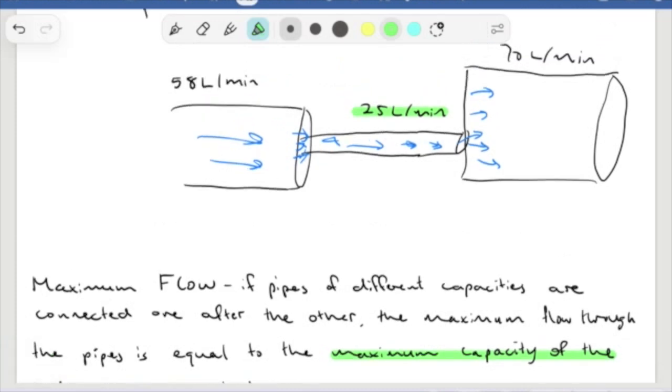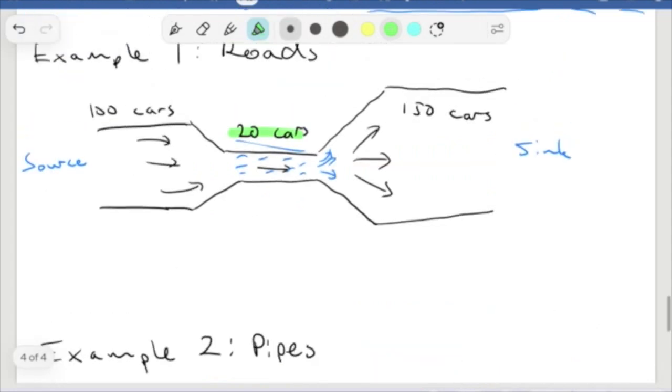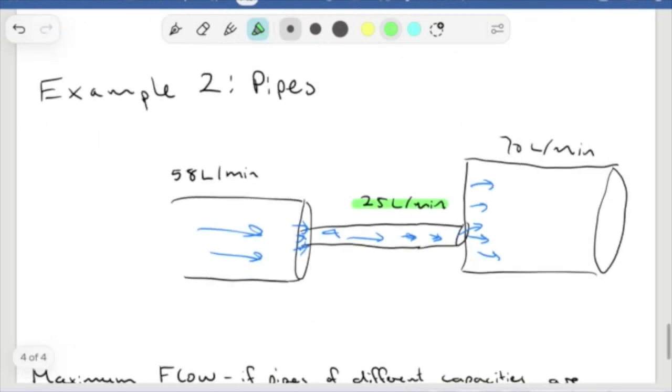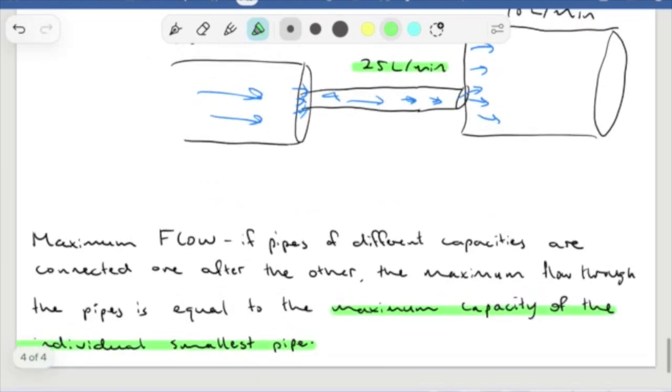Here it was 28 liters per minute. That was our smallest pipe. Here, our smallest road accommodated 20 cars. So if we look at this as an entire system here, our network in this first example is 3 roads. Here our network is 3 pipes in total. Throughout the entire system, the rate is limited. The maximum flow through the pipes is equal to the maximum capacity of the smallest pipe.